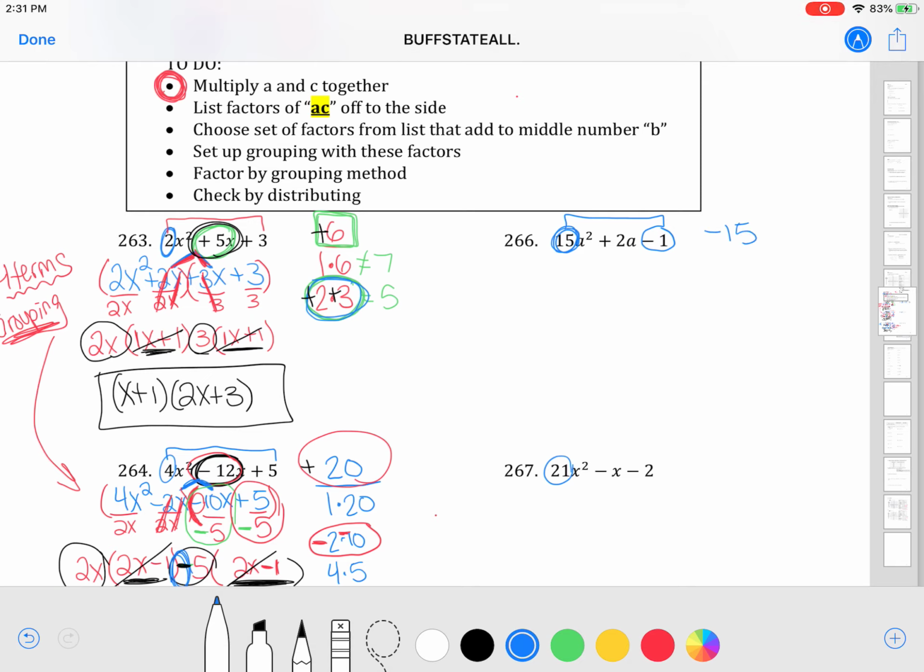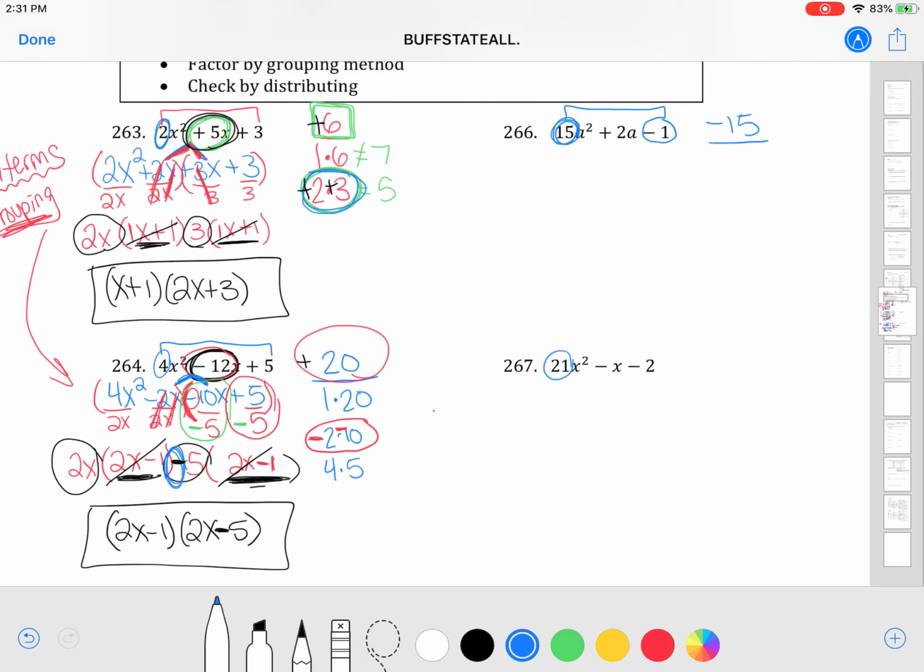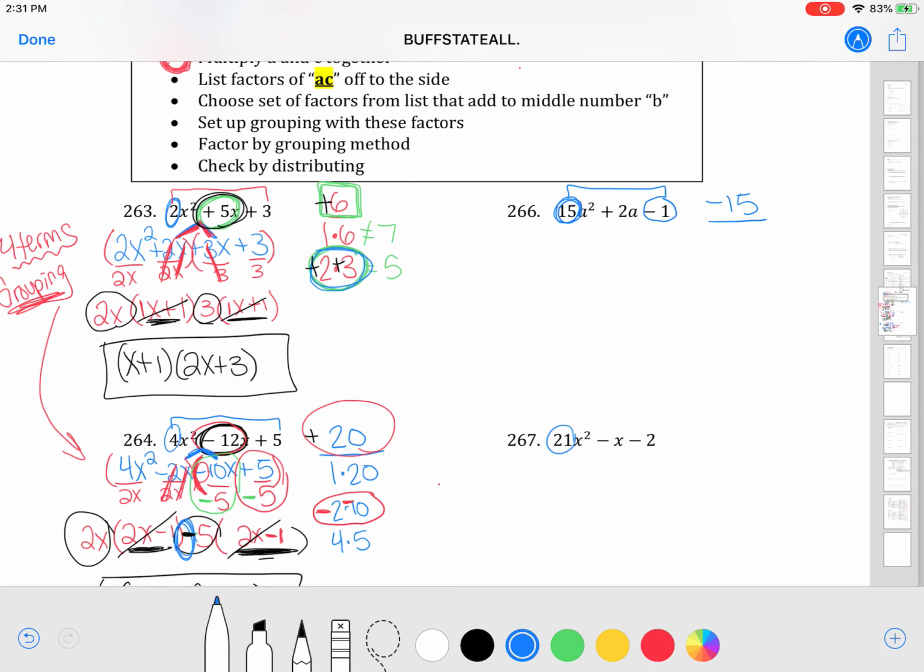So off to the side, I'm going to find the factors of negative 15. When you're finding factors of a negative, you want to consider the positive factors for now, just like we did in the last one. So it's just going to be 1 times 15. We'll think about the signs later. 2 doesn't go into 15, so I move on to my next factor, which is 3 times 5. And that's it for 15.